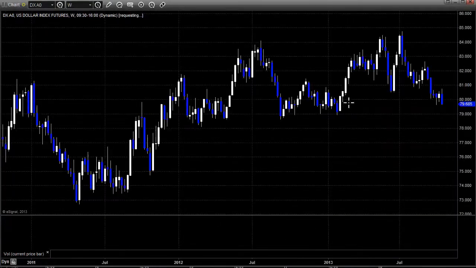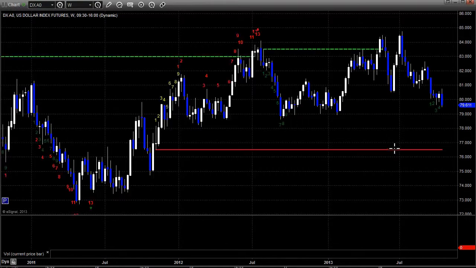Something we haven't looked at in a while, I wanted to pull up just to put things in perspective, is the weekly chart of the dollar. And this gives you basically the last 2.5, 3 years. You can see we haven't really moved a lot in the last 2 years. Been really up in this 80 to 85 area, 80, 84 on the dollar index. Not a lot of movement versus what we usually see in a given year.